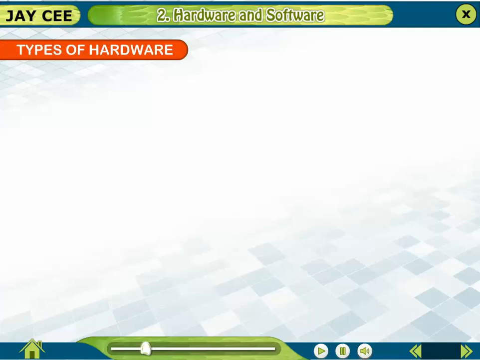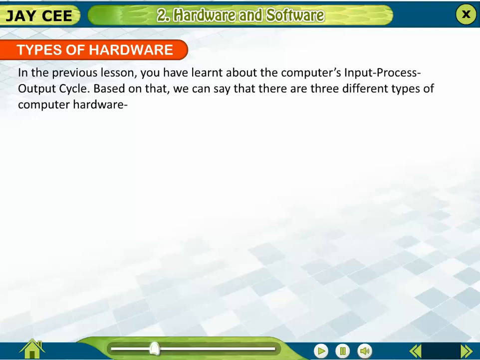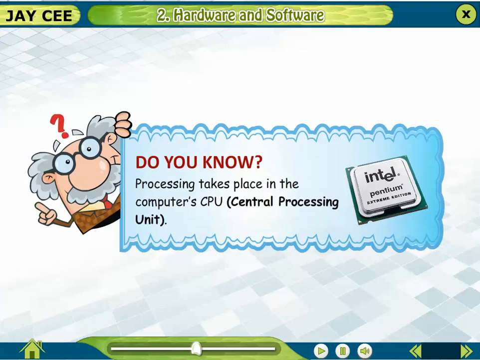Types of hardware. In the previous lesson, you have learnt about the computer's input, process, output cycle. Based on that, we can say that there are three different types of computer hardware: input devices, output devices, storage devices. Do you know? Processing takes place in the computer's CPU, Central Processing Unit.